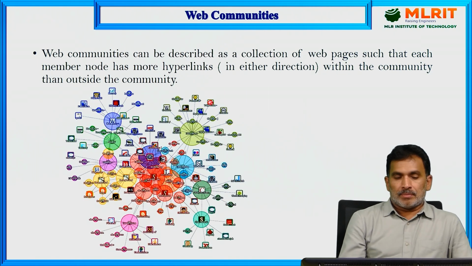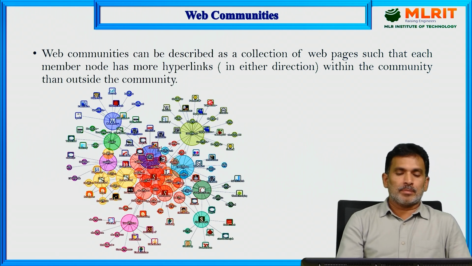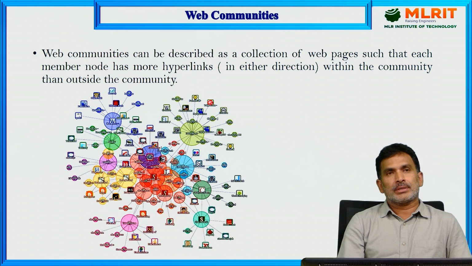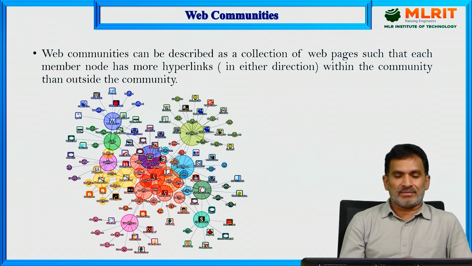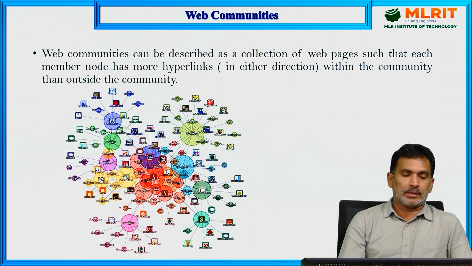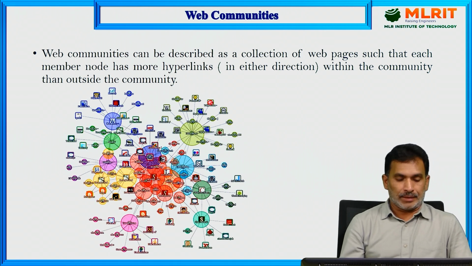Next, web communities. Web communities can be described as a collection of web pages such that each member node has more hyperlinks, in either direction, within the community than outside the community.